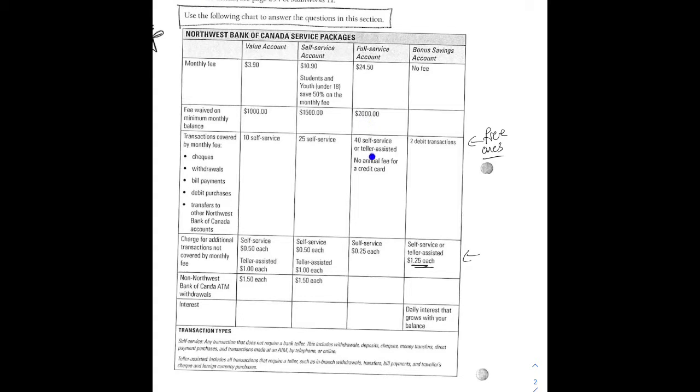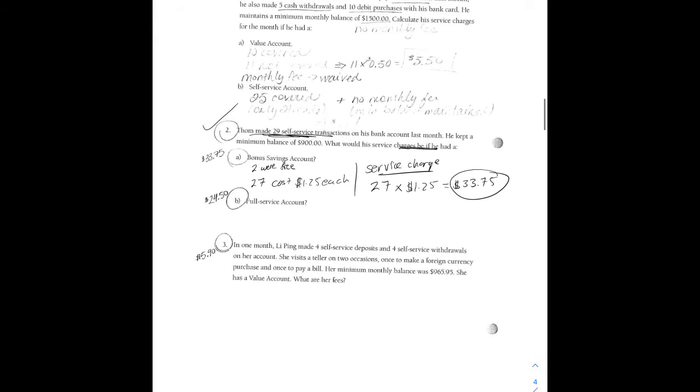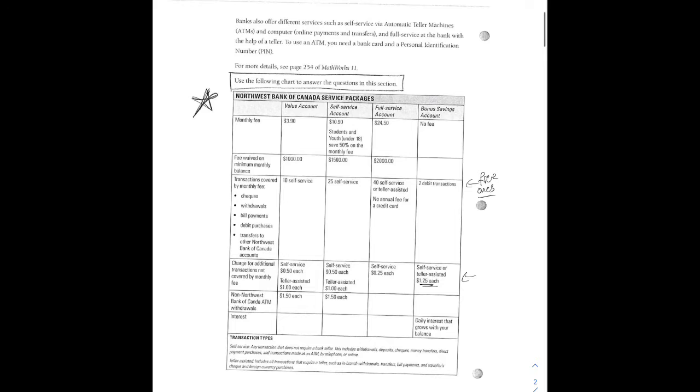Now let's go down here. With his account, he gets 40 free self-service or teller-assisted transactions. He only did 29. Look here, after 40, he'll pay 25 cents each. But since he did under 40, all of those were free. The only thing he'll end up paying is that $24.50. And where does that come from? That comes from his monthly fee because he didn't make the $2,000.